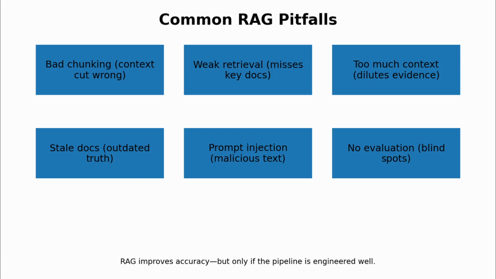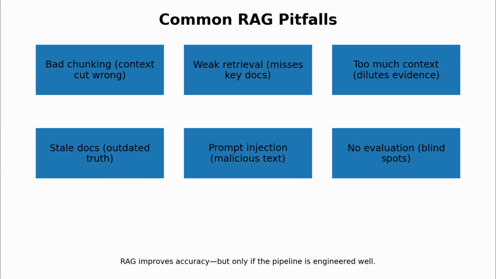You want enough evidence to answer, but not so much that the model starts blending unrelated passages into one messy response. Stale documentation is another silent killer. A RAG assistant can be perfectly grounded and still wrong if the documents themselves are outdated. In a business setting, that's not an AI problem, it's a content governance problem.